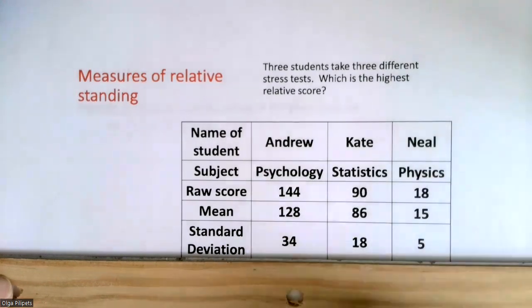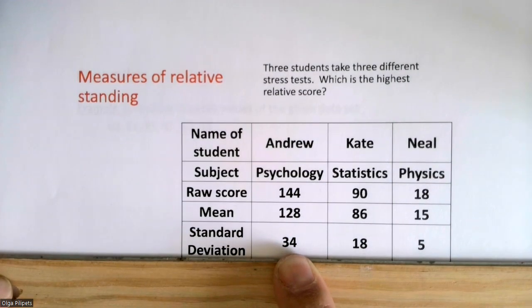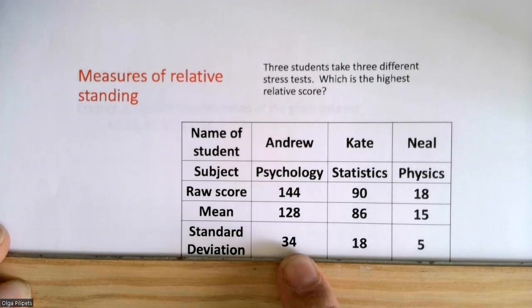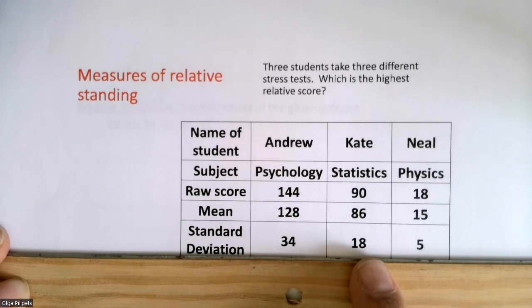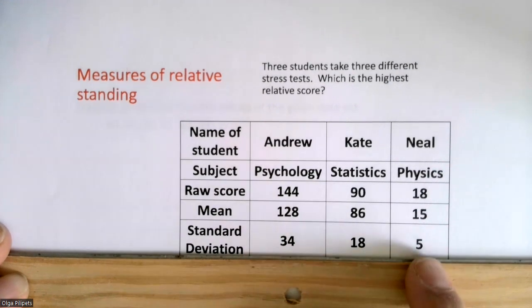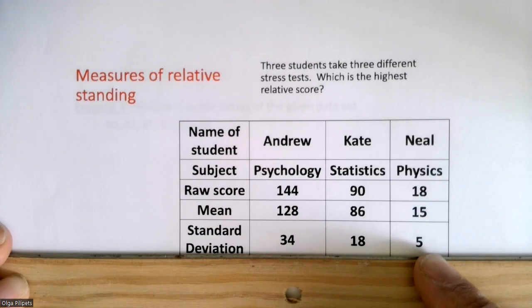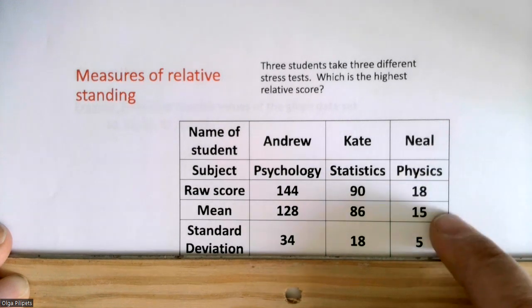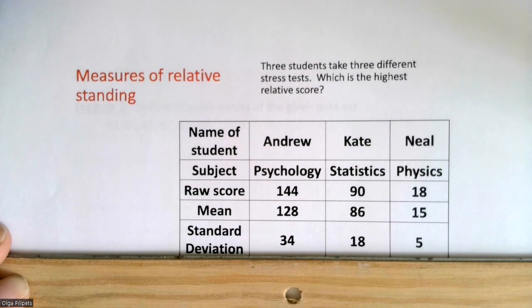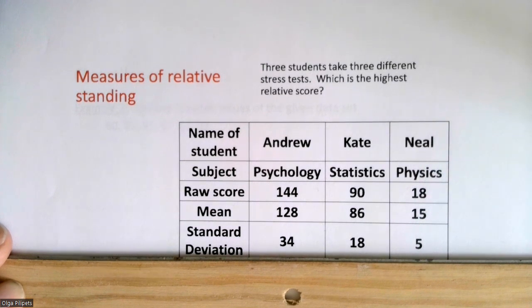So here we go. The standard deviation for the psychology score was 34. So we see that Andrew was within one standard deviation from the average, above the average but close to it. Now, 18 for the stats test, same thing, and 5 for the physics exam, so 18 is within one standard deviation. So very close. We need to figure out precisely how far above the average each score is, and we're going to do that.